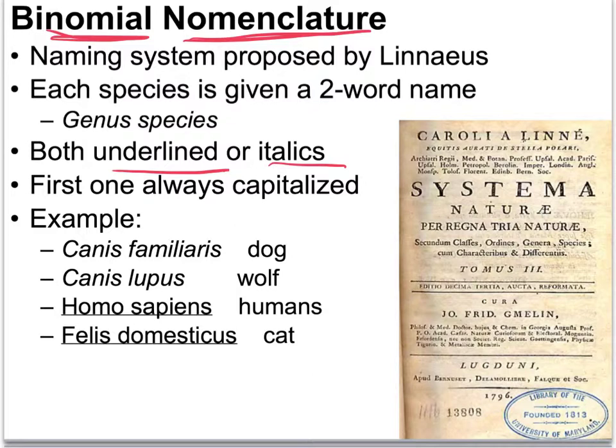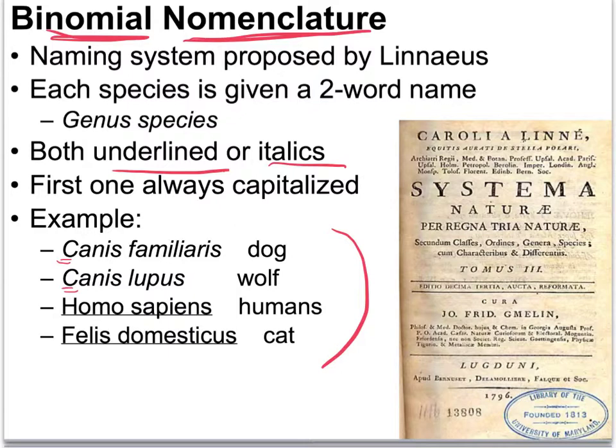So it's important that you can recognize a properly written scientific name. All of these are properly written. Here we have Canis familiaris. That's the scientific name for the dog. And we can see that it's italicized and the genus Canis is capitalized. Canis lupus, this is the scientific name for the wolf. The same thing. We can see that it's italicized, the whole name, and that the genus Canis is capitalized.